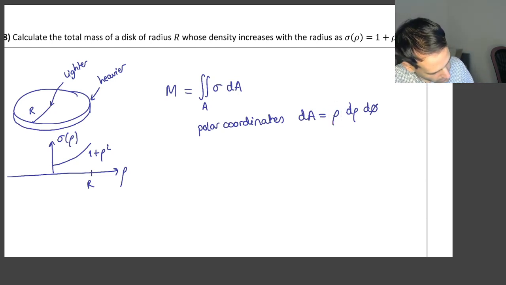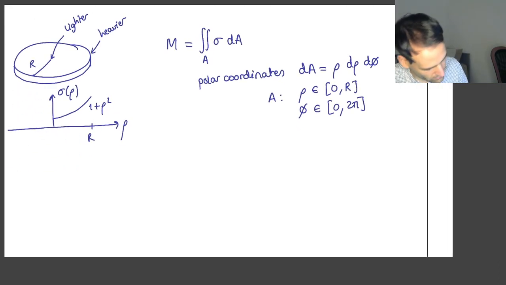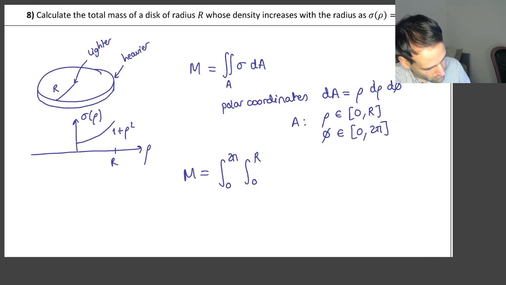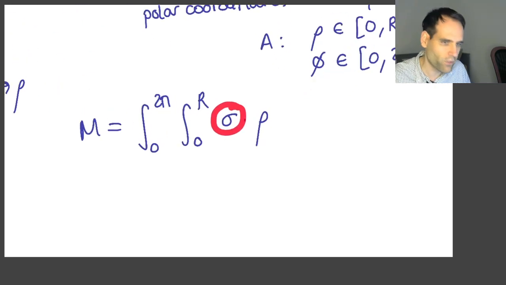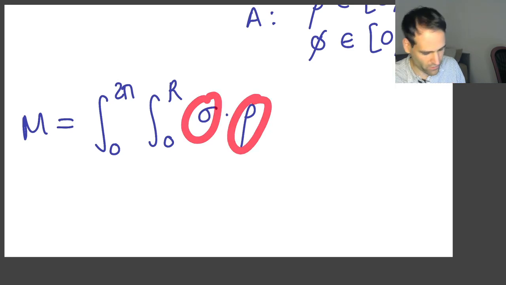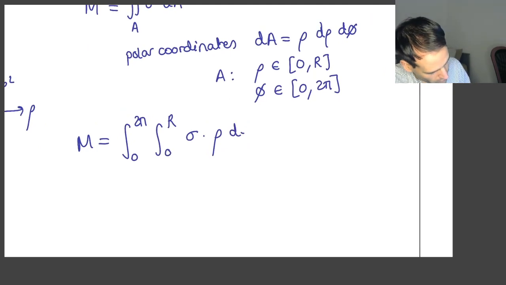And the area A is given by rho changes between 0 and r, and phi changes between 0 and 2 pi. Therefore, we can now do the mass. Mass equals the integral from 0 to 2 pi of the integral between 0 and r of sigma times dA. Sorry, this is not called rho. This is the Greek letter called sigma. I have been saying rho all the time. This is sigma, and this is rho. Yeah. So sigma is the density of the disk, while rho is the radius. So rho d rho d phi.